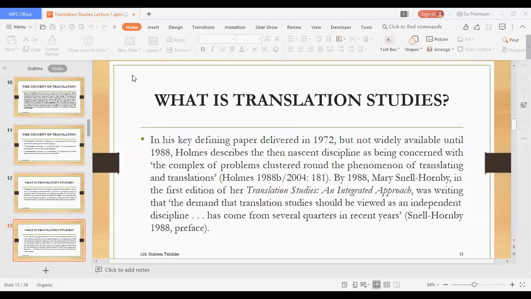Now, you see, people were demanding that translation studies should be viewed as a separate discipline or independent discipline. Why? Just take this example. We have different subjects, and we have different kinds of books. For example, physics.